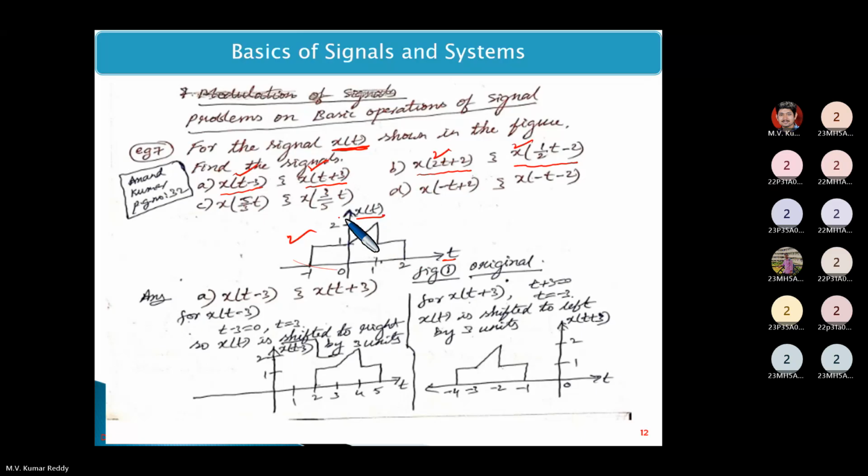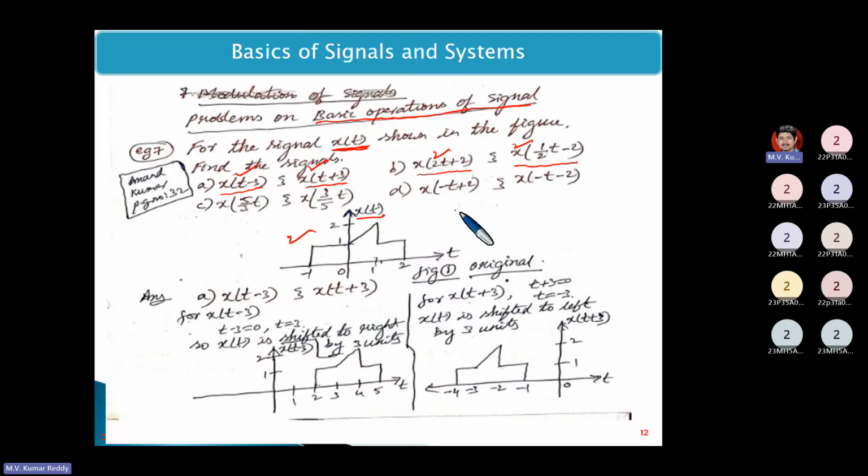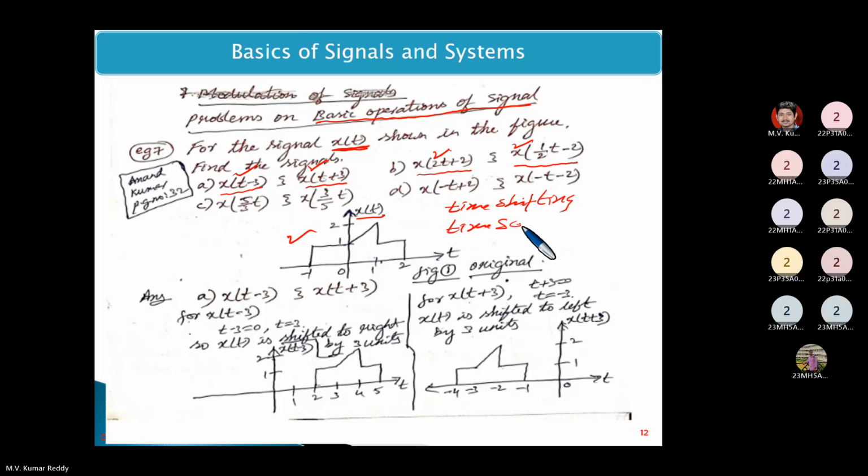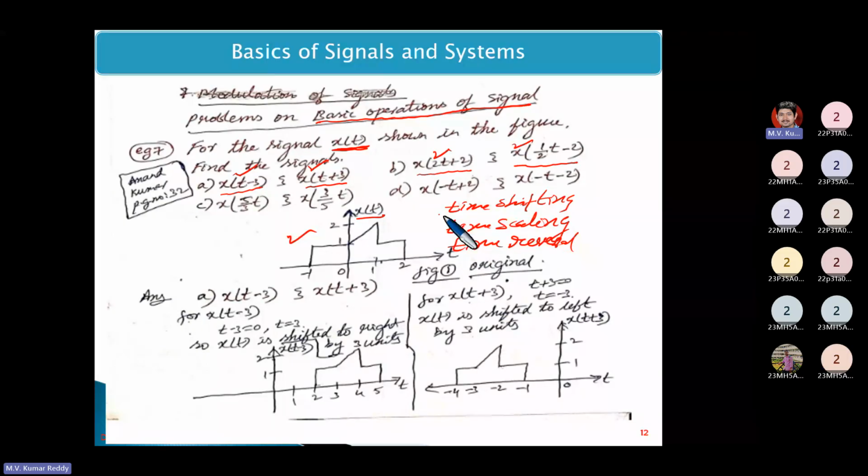Okay. So see the concept. Here the concept is very, very important. This concept is on the basic operations of the signal. Okay. What are the basic operations? Time shifting, time scaling, time reversal, and so on. These are the main important ones.